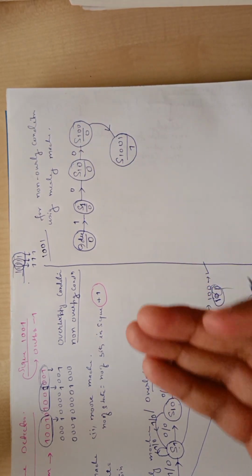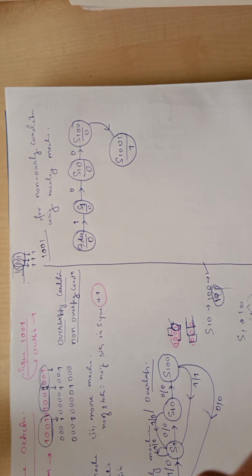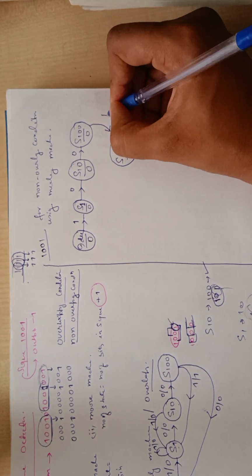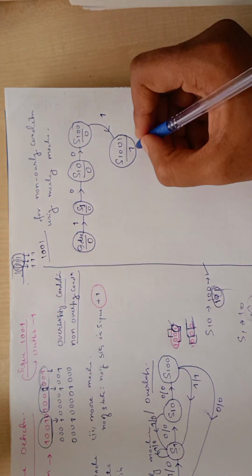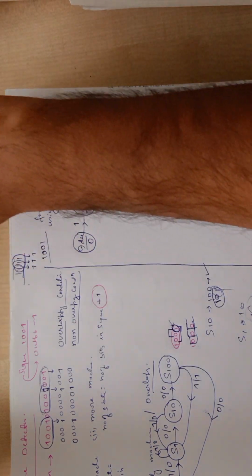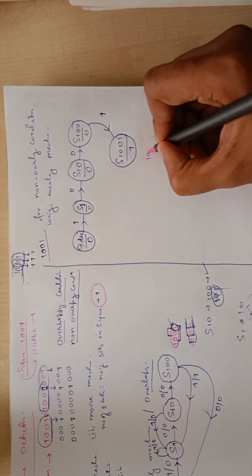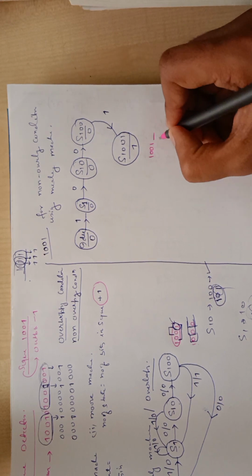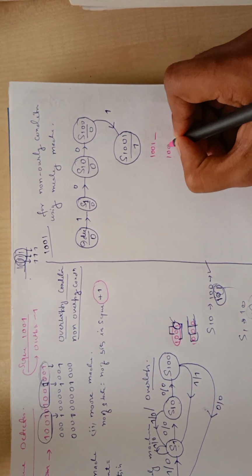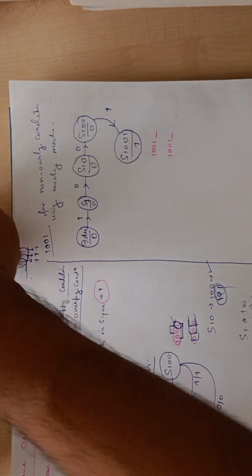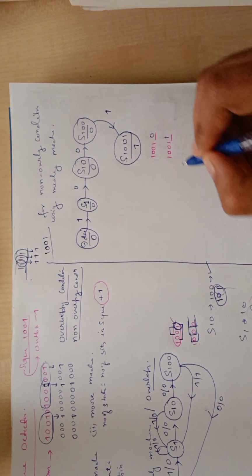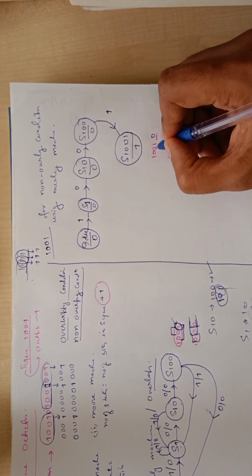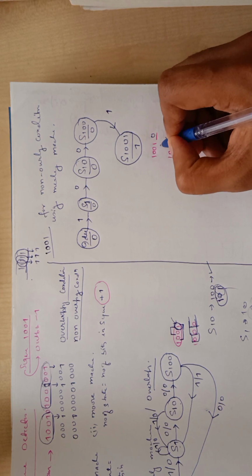And what will be the input here? From 1 0 0 to 1 0 0 1, the input will be 1, right? And here two cases will arise. From 1 0 0 1, the next input will be either 0 or 1. Now here the same thing will be followed that we have learned here.